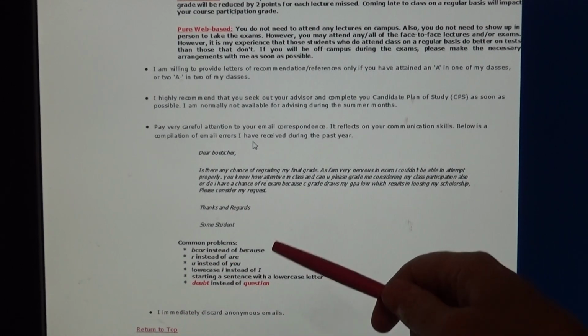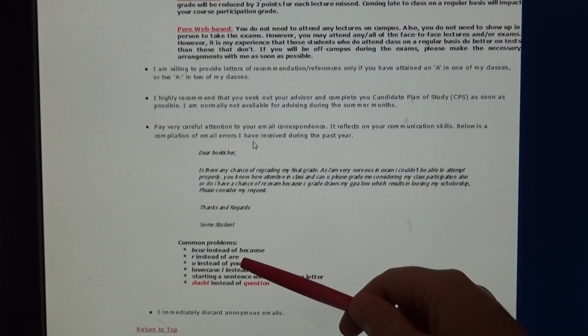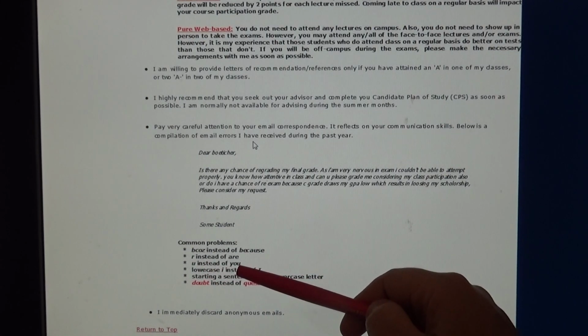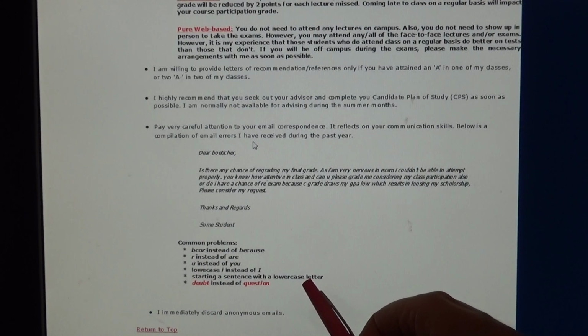So things to be careful of are: B-C-O-Z for because, R instead of A-R-E, U instead of Y-O-U, lowercase i instead of uppercase I, and starting a sentence with a lowercase letter.